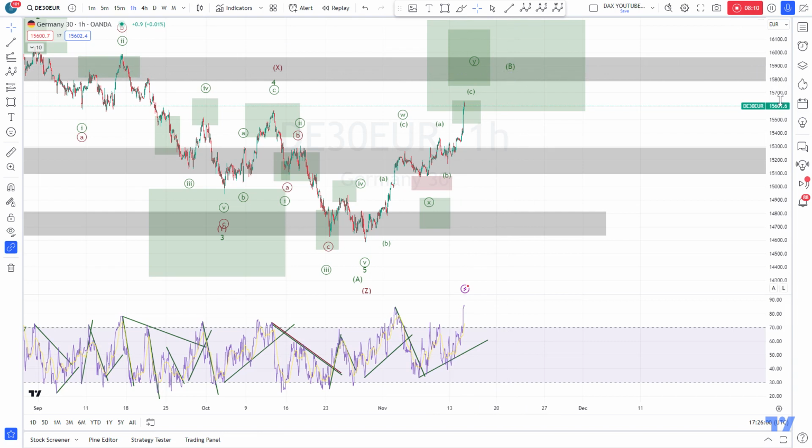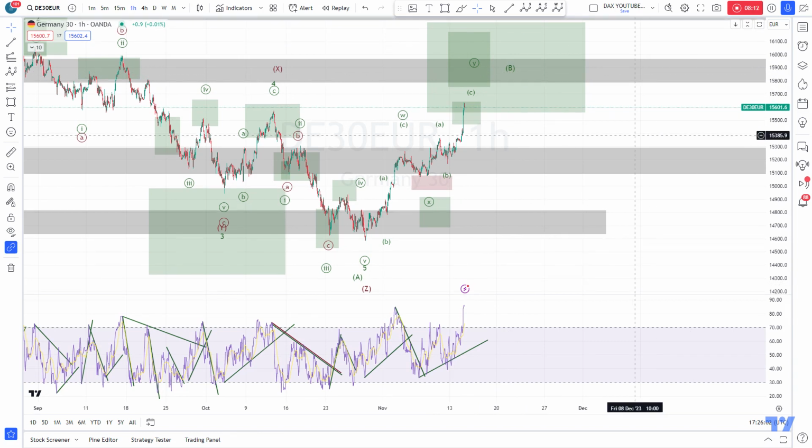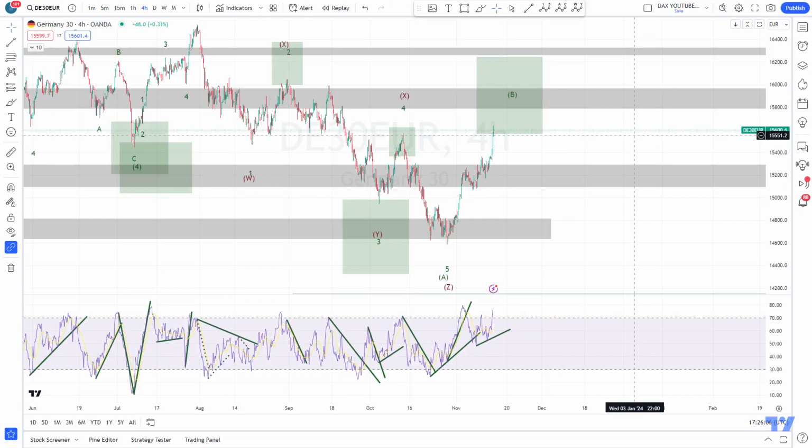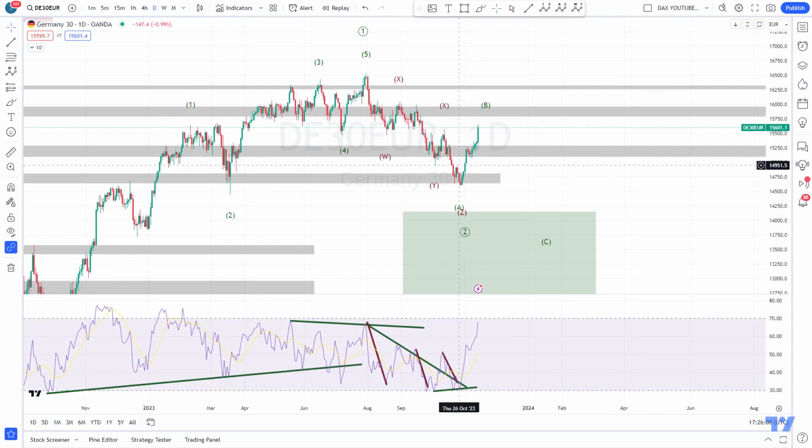And of course, we have to take into account the scenario that, as shown here in the higher time frame, if we have a wave 2 low right here, this will not be a wave B, but actually the start of our third wave. But I would say it's way too early to call for this kind of scenario. It's just something we should be aware of.